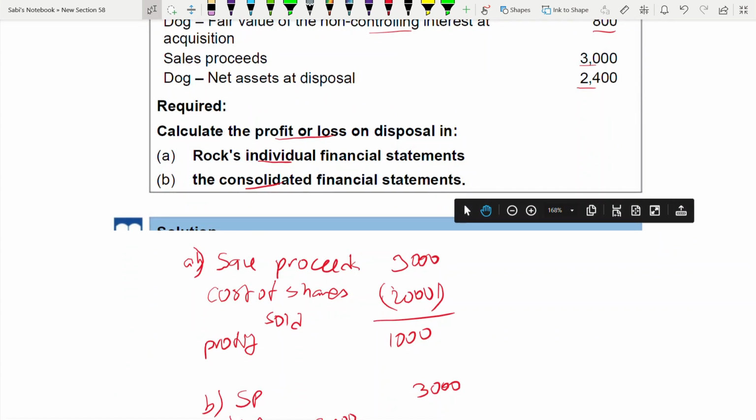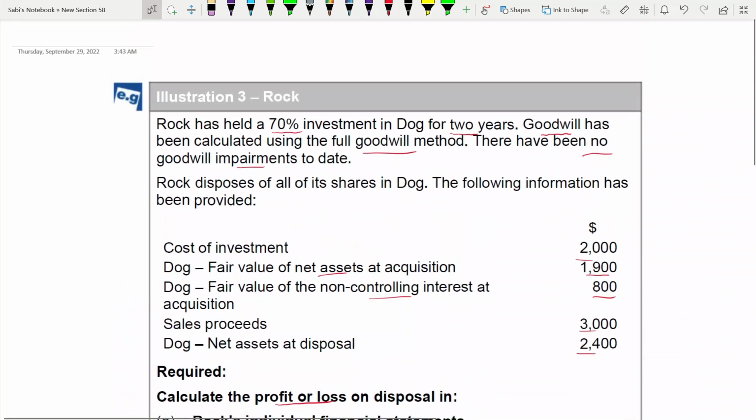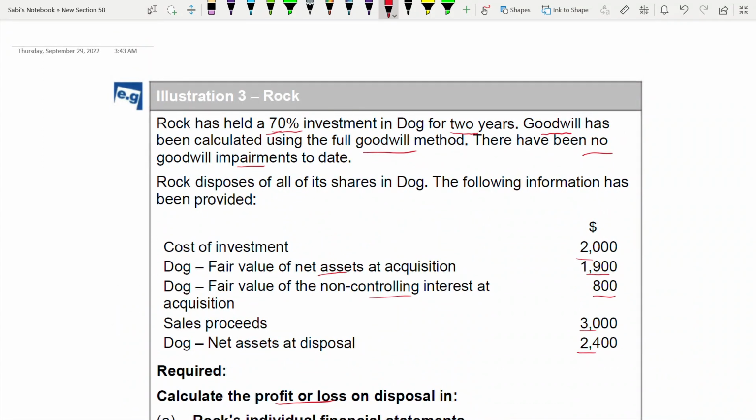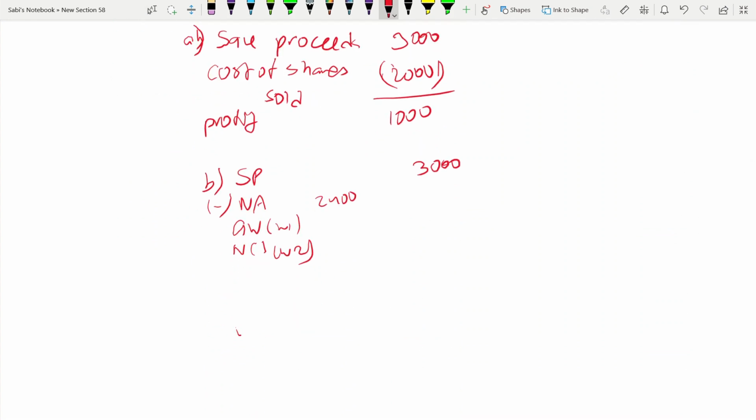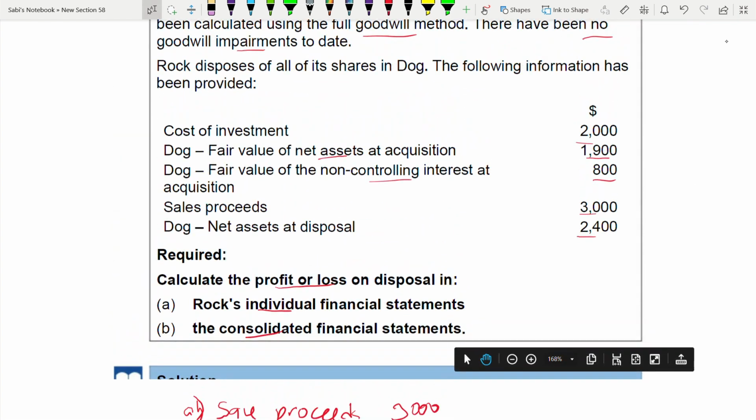The carrying amount of the NCI at disposal: NCI was there when the 70% investment was there, but now you have to de-recognize it. But first you have to calculate goodwill, in working 1 and working 2. Working 1 for goodwill: you start with consideration. What is it? 2,000, because this was the cost of investment. Then NCI. How much was the NCI? 800.